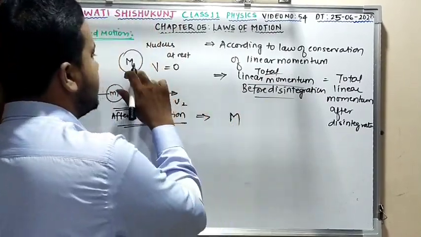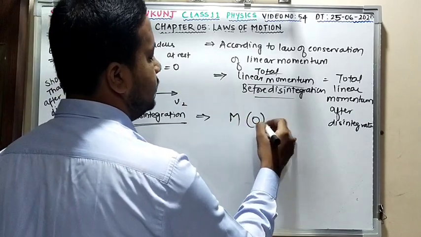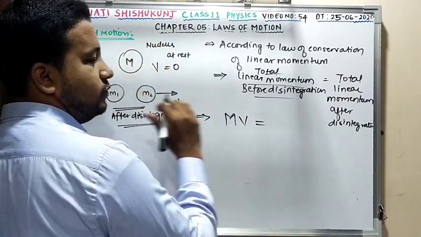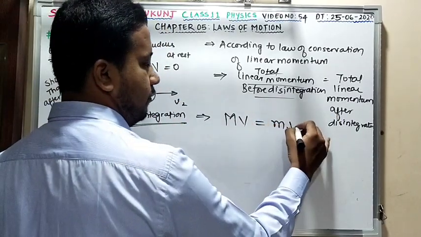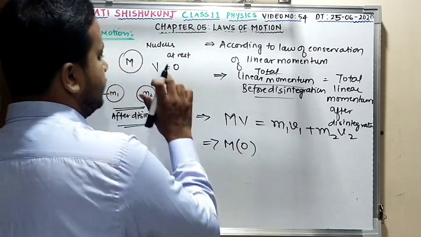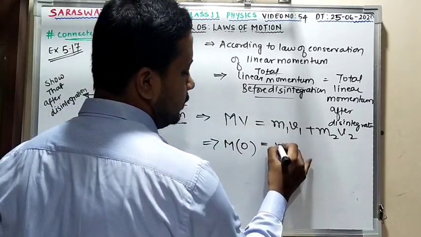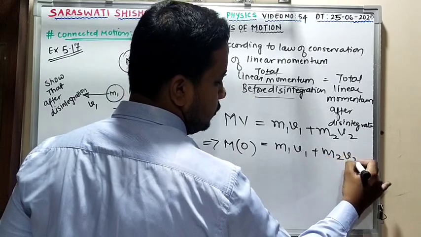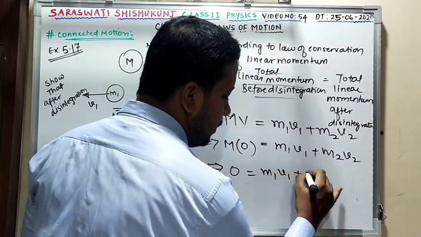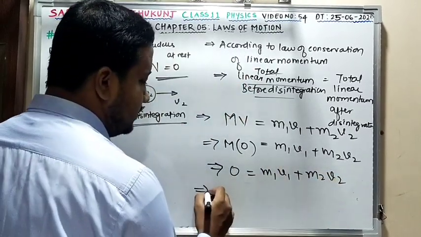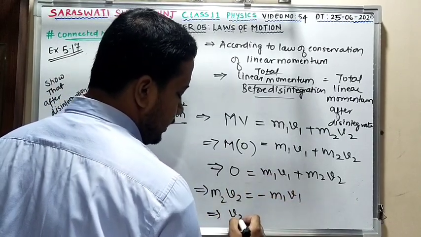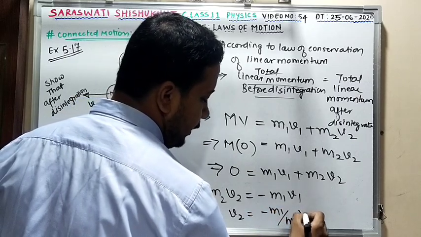Now total linear momentum before disintegration. Before disintegration, the mass was capital M and the velocity was 0. I can first write the equation, then put the values. Capital M, capital V. After disintegration, two masses: first mass m1, velocity v1; second mass m2, velocity v2. Capital V is 0 since initially it was at rest. So I get m1 v1 plus m2 v2. Clear? 0 into something is 0, so my answer is m1 v1 plus m2 v2. If I send this to the other side, m2 v2 equals minus m1 v1. So from here I get v2 equals minus m1 by m2 into v1.